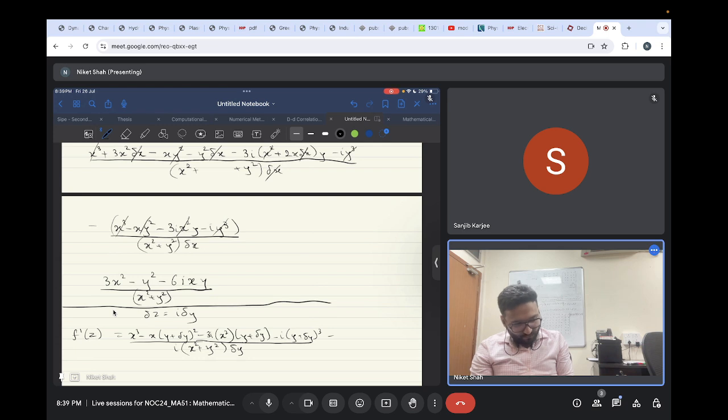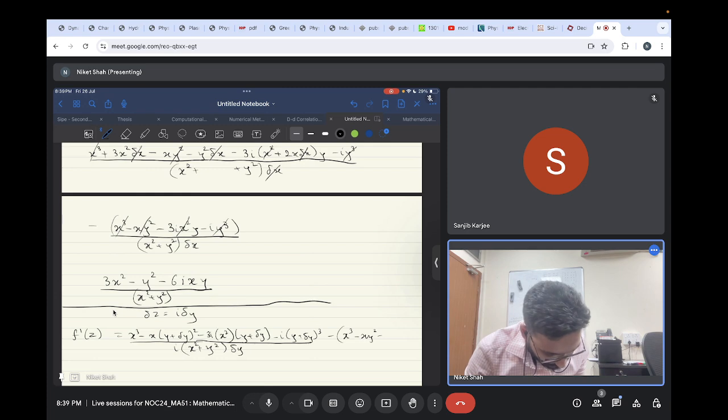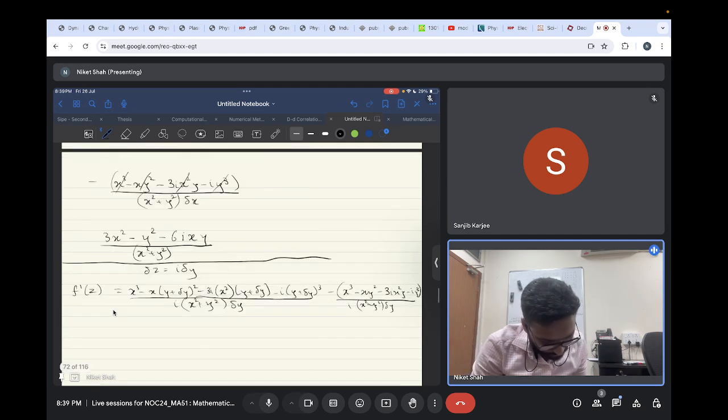Okay, yes, there should be an i in the denominator. Okay, and here it will be x cube minus xy square minus 3i x square y minus i y cube divided by x square plus y square into i delta y. Okay, so solving this, x cube goes away, xy square also will go away accordingly. What I'll be left with, I'll just write that only.